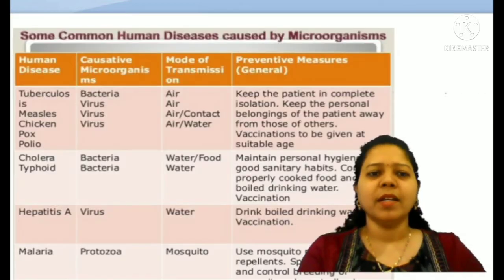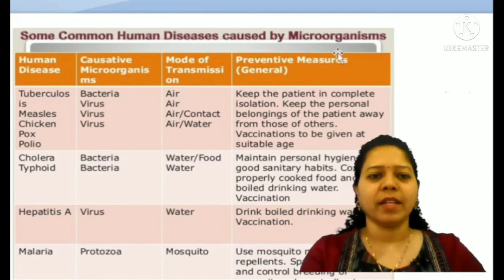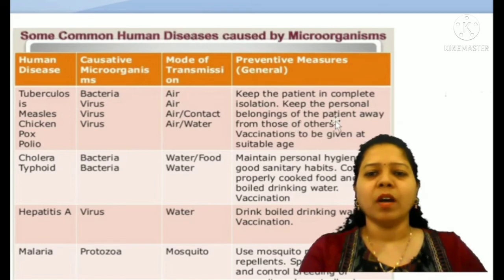In this table, some common human diseases caused by microorganisms are given. See, tuberculosis is caused by bacteria and the mode of transmission is air. Preventive measures: keep the patient in complete isolation. Keep the personal belongings of the patient away from those of others. Vaccinations to be given at a suitable age.